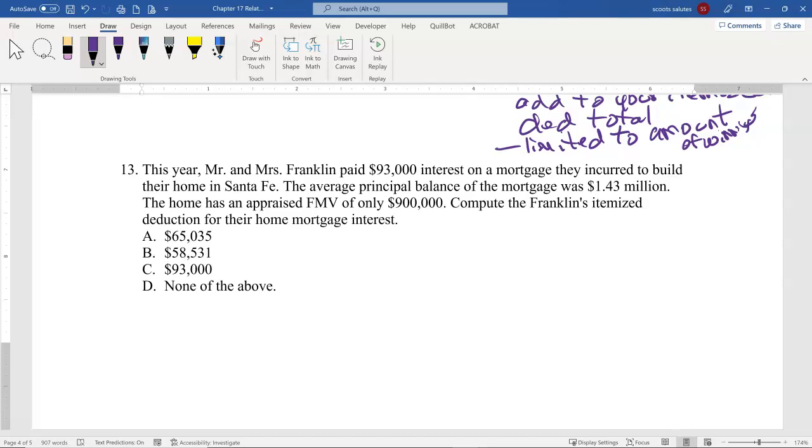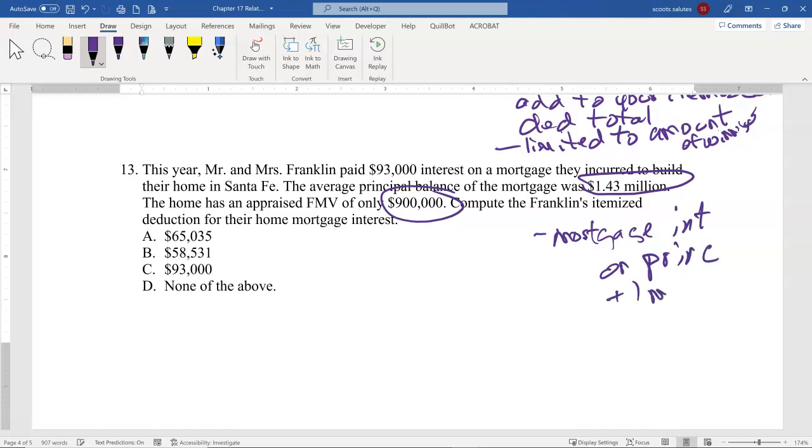Right, so this gets us to looking at a couple of things on home mortgage interest. Most of the time, unless you own this expensive house, which they obviously do, 1.43 million and 900,000, if you don't hit those limits, you can use your mortgage interest. I think the rule is you get your mortgage interest on your principal residence and one more. So maybe one vacation home.